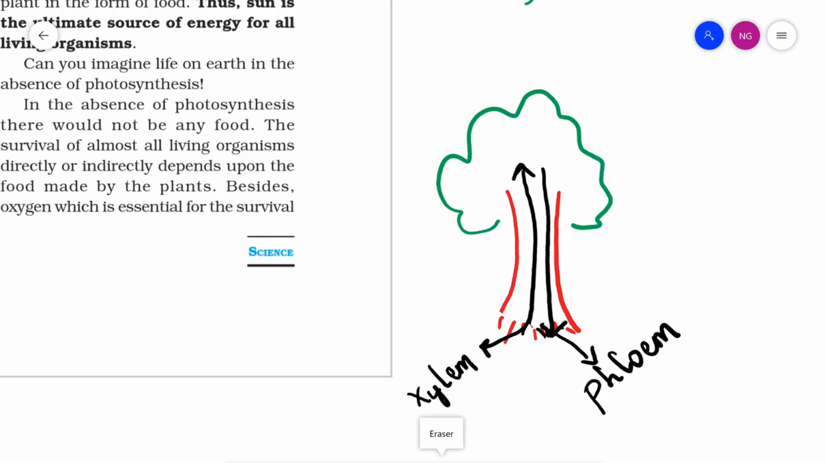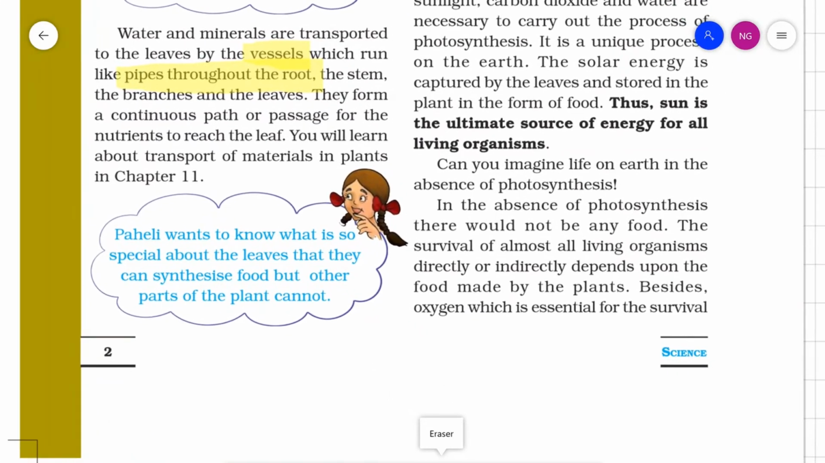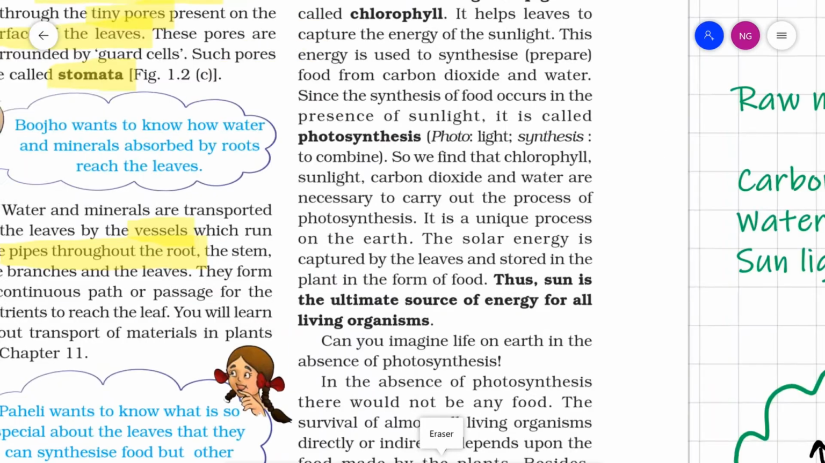These vessels are of two types. One is xylem, another one is phloem. Xylem helps in the absorption of water and minerals from the soil and helps in the transportation of water and minerals to the leaves. Whereas phloem helps to carry the food which is prepared in the leaves to the different parts of the plants. Okay. So there are two types of vessels, xylem and phloem. Through these vessels, water and minerals are transported to the leaves.